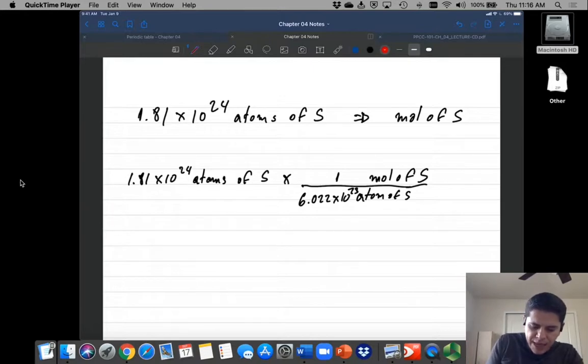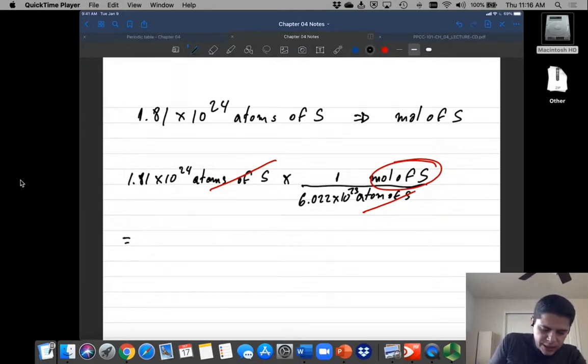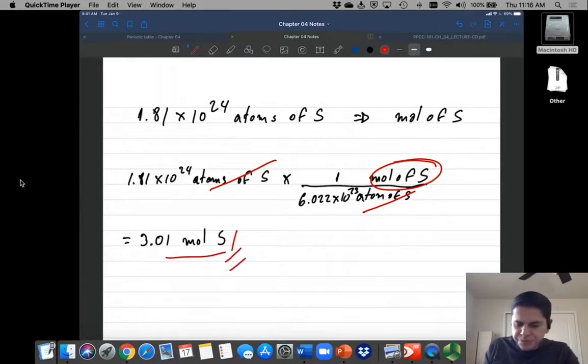Then what's going to happen? The atoms of sulfur are going to cancel with the atoms of sulfur, and only the moles of sulfur will go ahead and survive. So after you do this calculation, this is going to give us 3.01 moles of sulfur. Good. So this is our final answer.